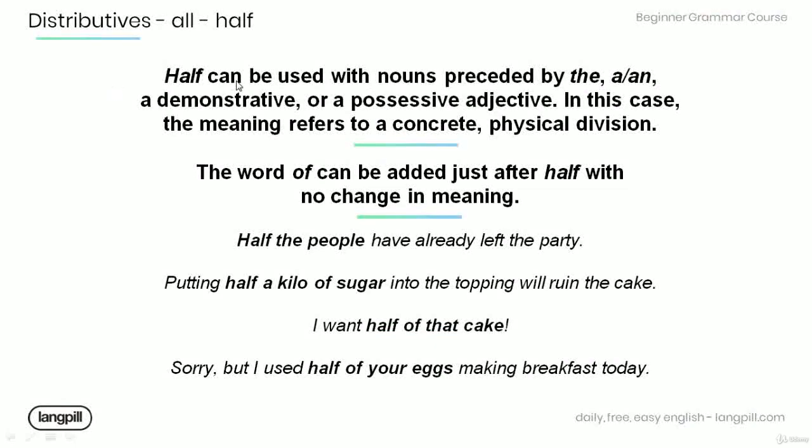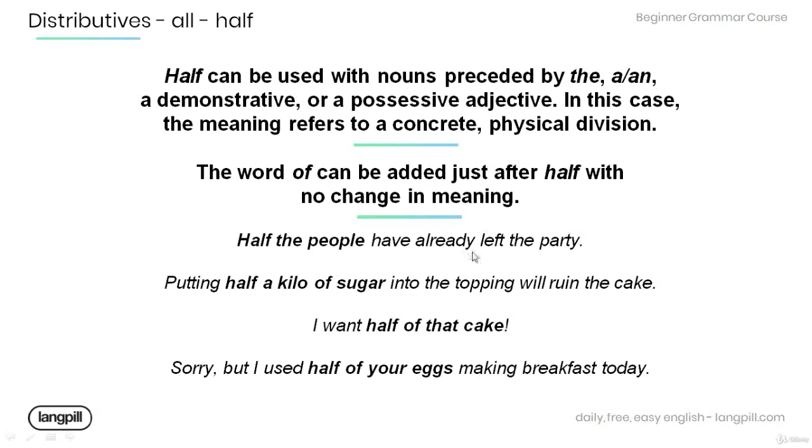And half can be used with nouns preceded by the, a, an, a demonstrative, or a possessive adjective. Now, in this case, the meaning refers to a concrete physical division. Note that the word of can be added just after half with no change in meaning. Let's have a look at the following examples.